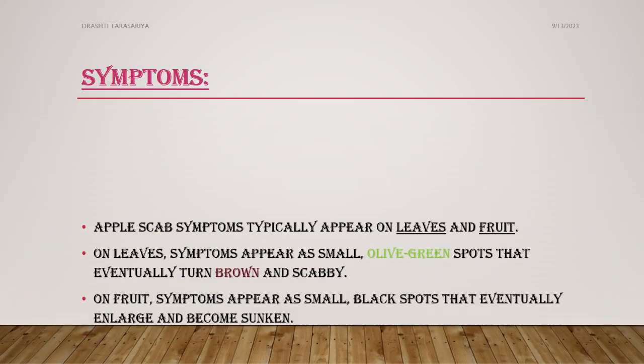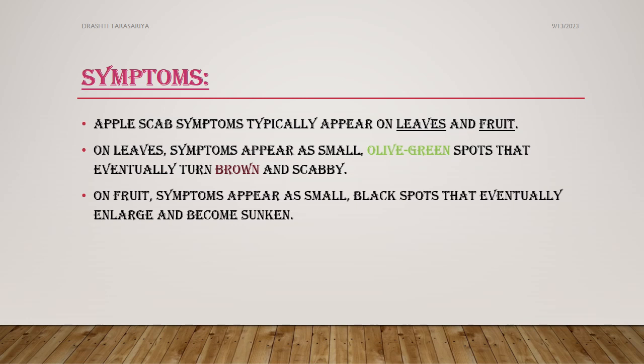Symptoms. Apple scab symptoms typically appear on leaves and fruits. On leaves, symptoms appear as small olive green spots that eventually turn brown and scabby. On fruit, symptoms appear as a small black spot that eventually enlarges and becomes sunken.